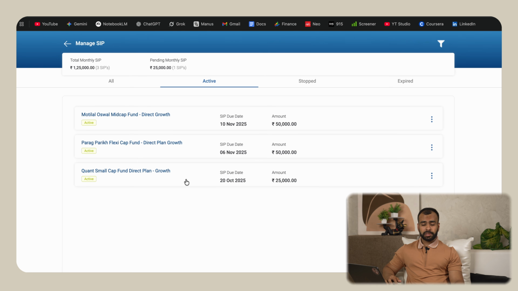I want to increase the Quant SIP amount as well, but I had a lot of other expenses. There was tax season, there was health insurance that I had to buy. There was also Flipkart's Big Billion Days sale and also Amazon Great Indian Festival. So I had to spend a lot there. Going forward, since I've structured my expenses as well, I want to increase the SIP amount here.